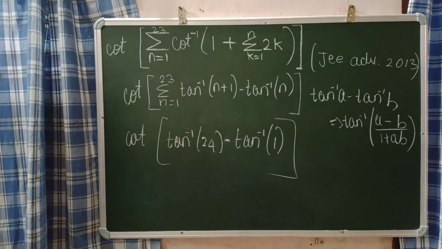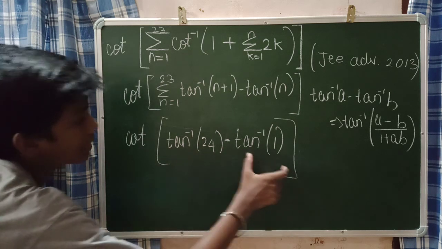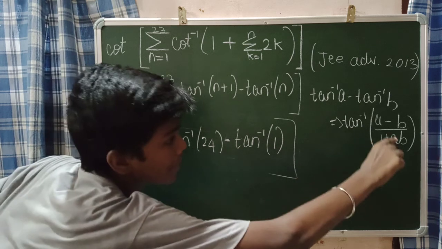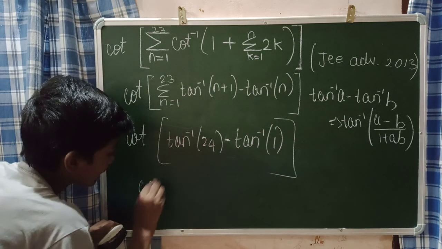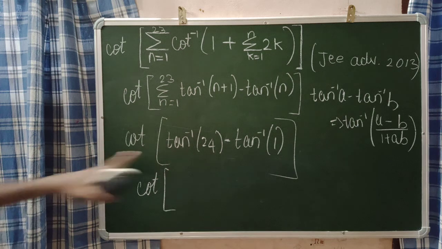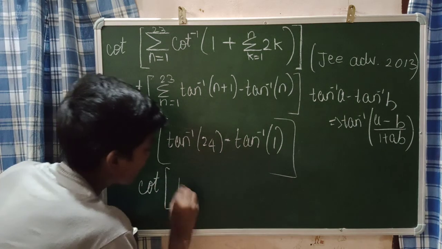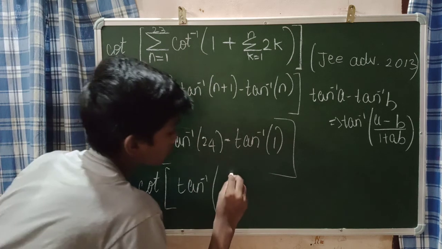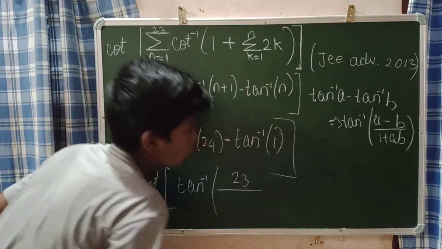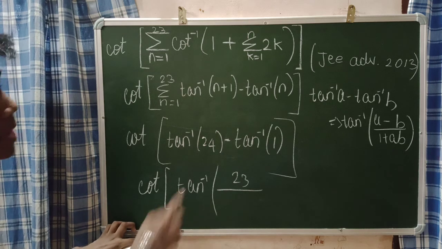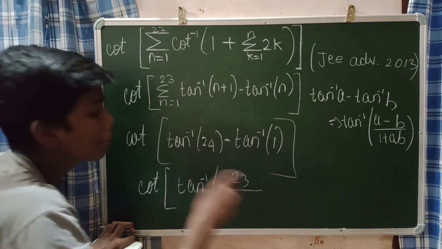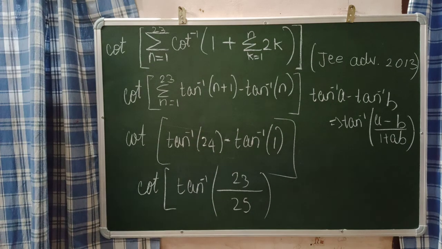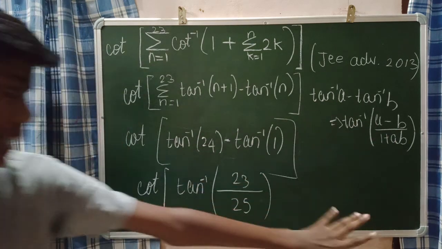Now, it's very simple. It looks like the form of tan inverse of A minus tan inverse of B. What is tan inverse of A minus tan inverse of B? Same formula: tan inverse of (A minus B) by (1 plus AB). So when I write like that, I will get this expression as tan inverse of (A minus B). What is A minus B? 24 minus 1, that is 23. Divided by 1 plus AB. What is 1 plus AB? 1 plus 24 into 1. So 1 plus 24 is 25. So this is 23 by 25.